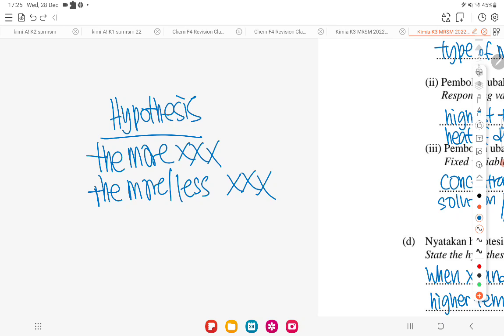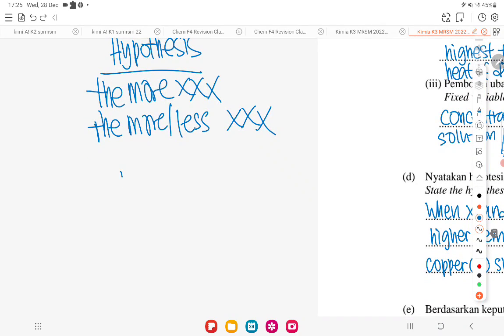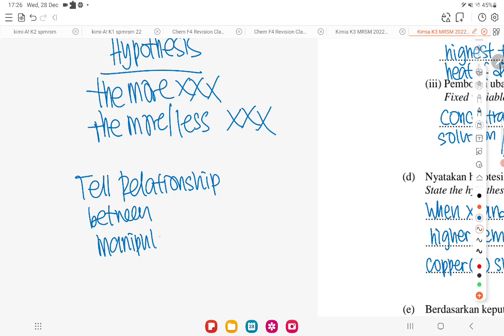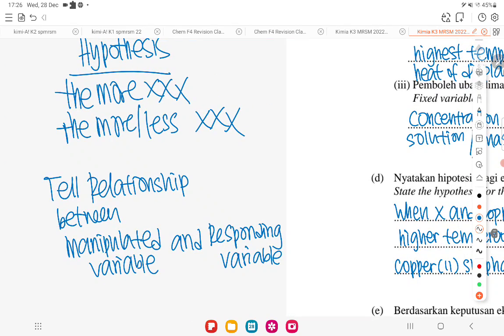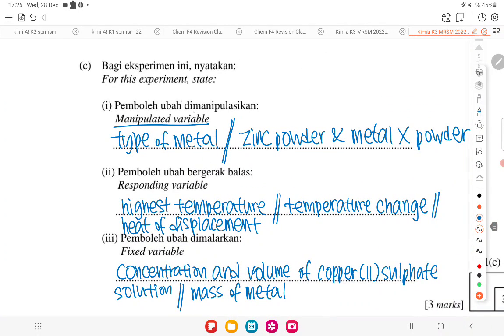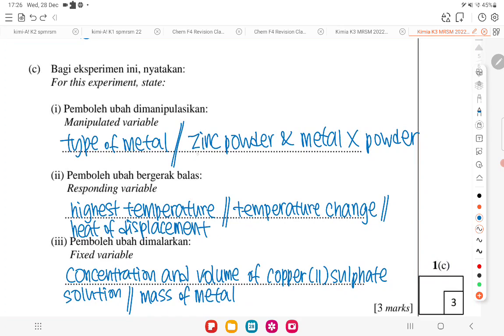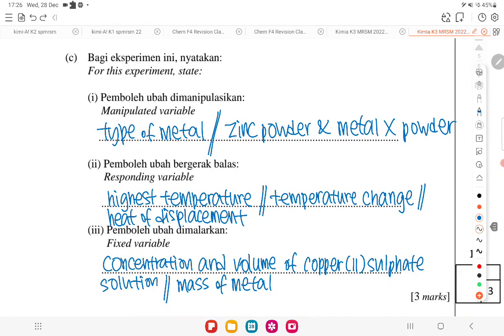So what is a hypothesis? A hypothesis is a relationship. It tells us the relationship between the manipulated variable and the responding variable. When you can relate the manipulated and responding variable together, you will be able to get a good score for the hypothesis. In this case, what is the manipulated variable? Type of metal, or you can say zinc and metal X. And what is the responding variable? Highest temperature, temperature change, or heat of displacement.